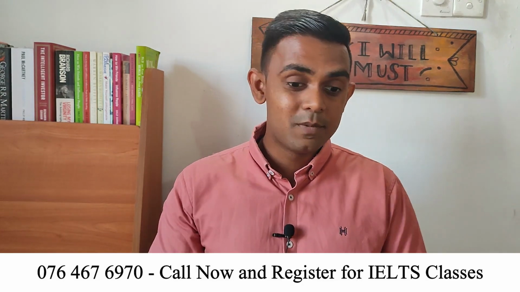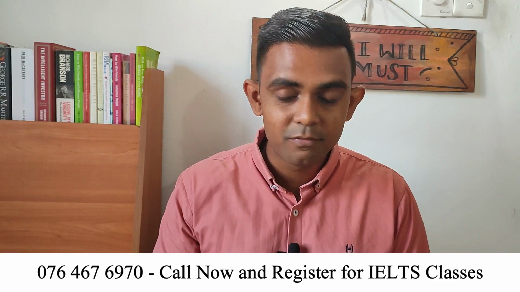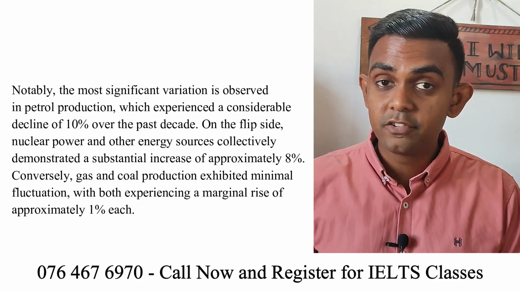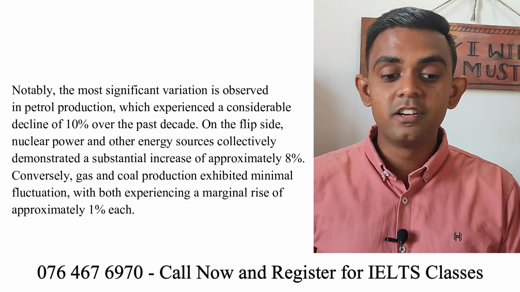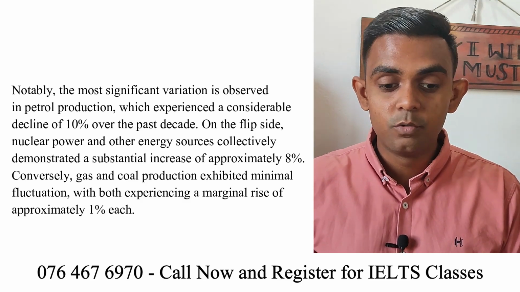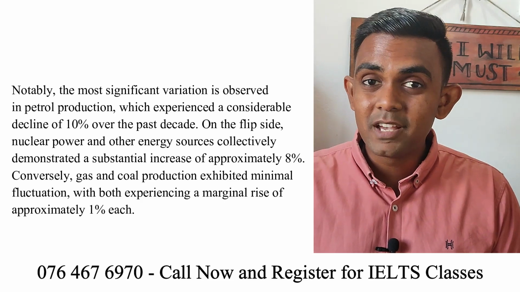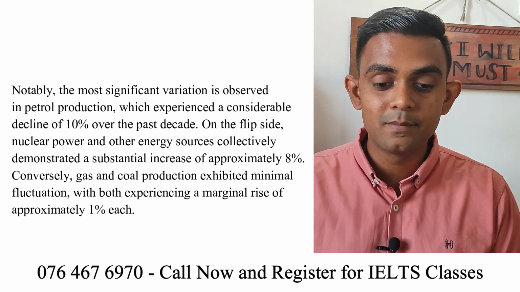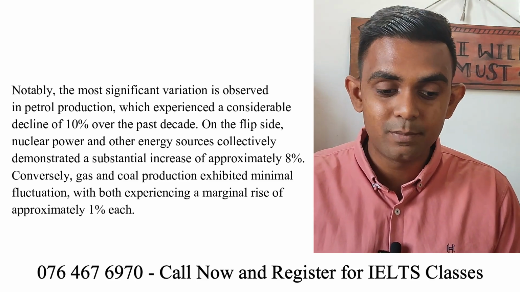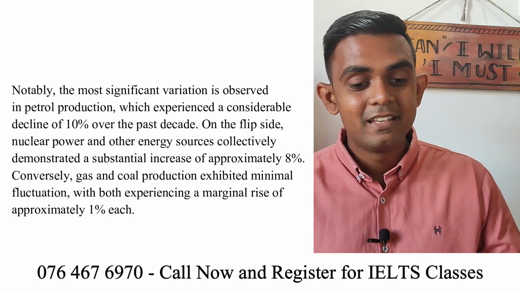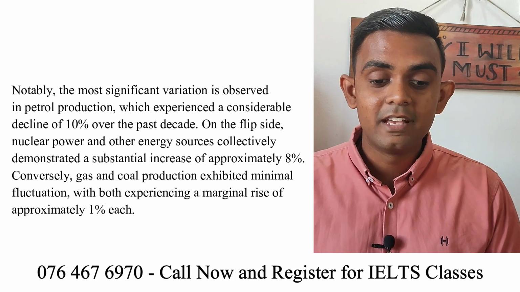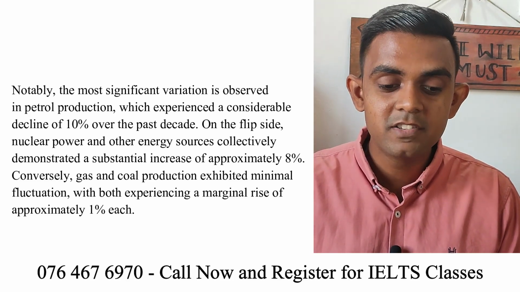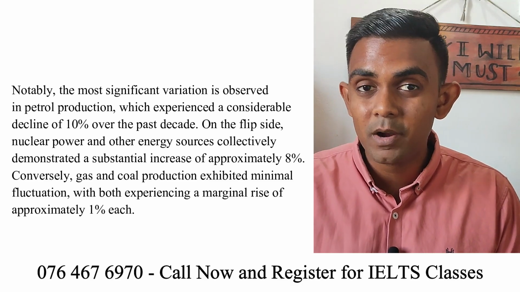All right. With that being said, let's look at the final paragraph, or the third one. Notably, the most significant variation is observed in petrol production, which experienced a considerable decline of 10% over the past decade. On the flip side, nuclear power and other energy sources collectively demonstrated a substantial increase of approximately 8%. Conversely, gas and coal production exhibited minimal fluctuation, with both experiencing a marginal rise of approximately 1% each.